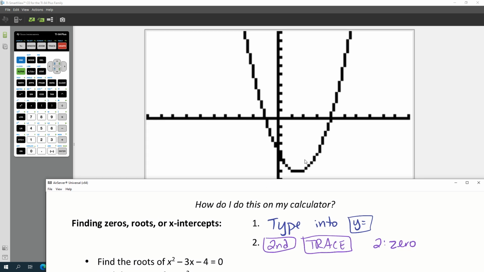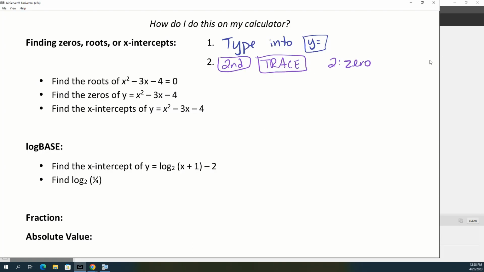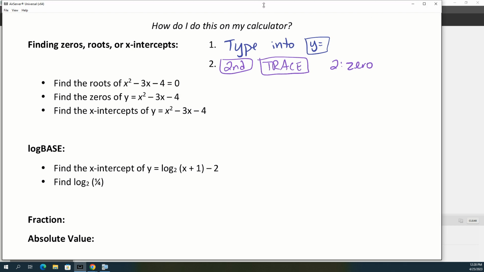And so the zeros and the x-intercepts and the roots are all where it crosses the x-axis. And so it looks like it crosses exactly at -1 and 4. But I want to go through this process just in case on your test it doesn't cross exactly. I think there's something wrong with my mouse.